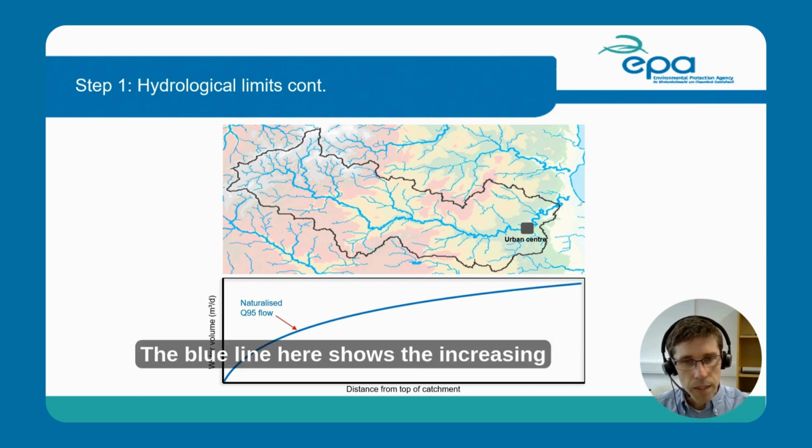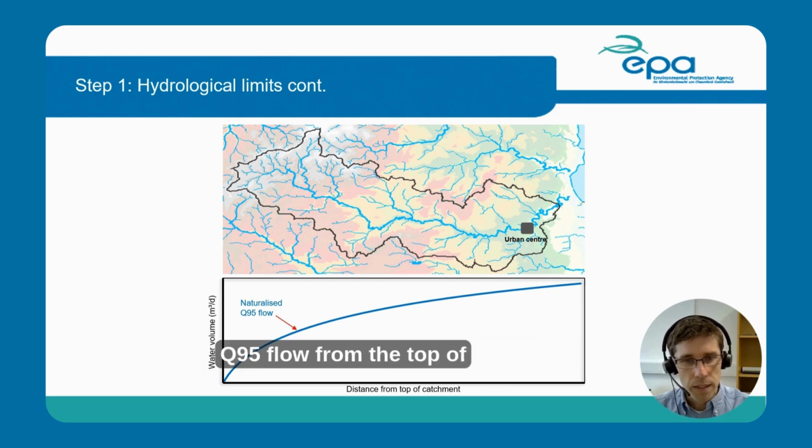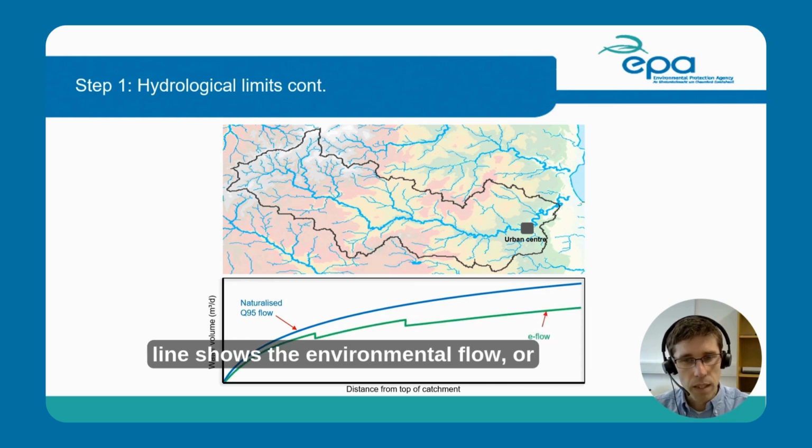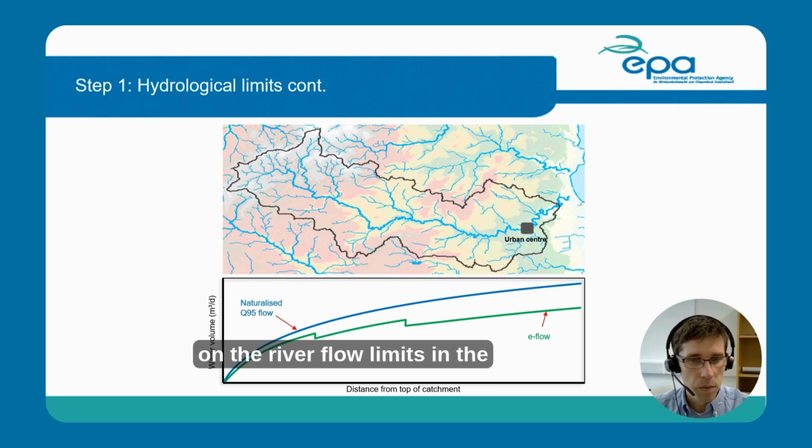The blue line here shows the increasing Q95 flow from the top of the catchment to the bottom. So Q95, this is low flow conditions. And the green line shows the environmental flow, or the E flow. And this is calculated based on the river flow limits in the tables on the previous slide.